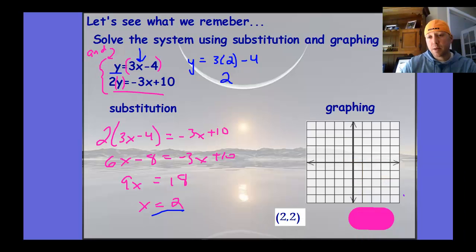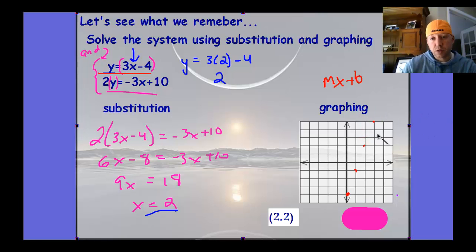Another way to do this problem is to graph. And so we can actually take this first equation, y equals 3x minus 4, and plot that. So that's y equals mx plus b. It's amazing how many Precalc students have forgotten to graph that. So down 4, our slope is 3, which is the same thing as 3 over 1. So up 3, right 1, up 3, right 1. And we can draw a line between those.